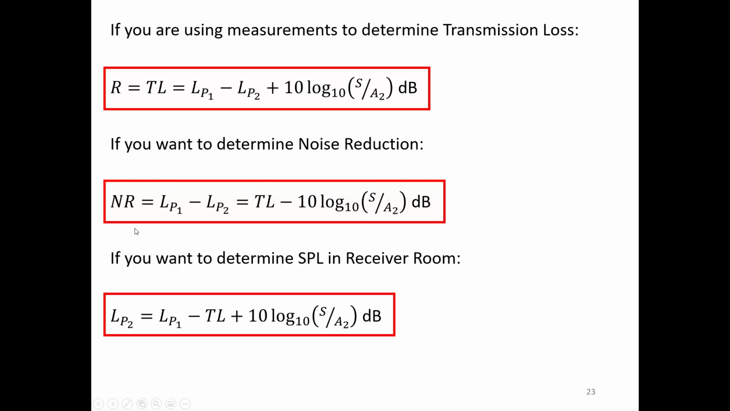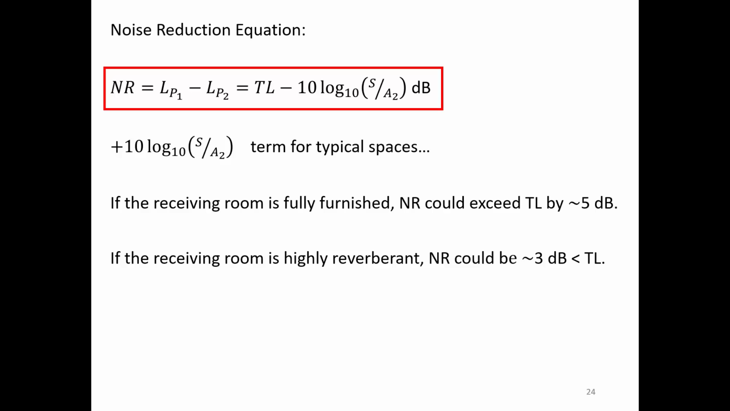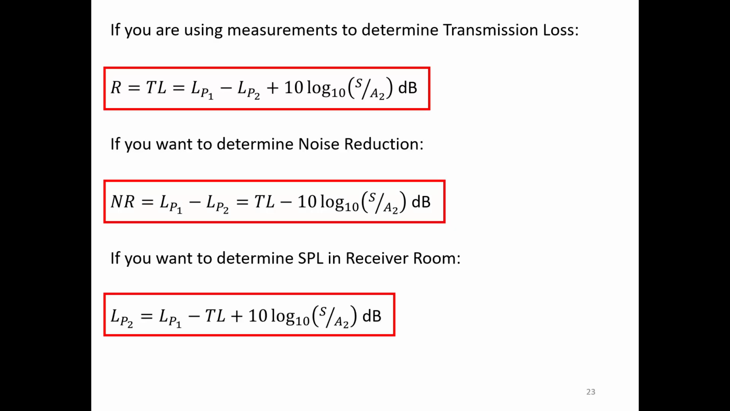And if you want to determine the sound pressure level in the receiver room, then you would rearrange it in this way. So receiver room sound pressure level is equal to the source room sound pressure level minus the transmission loss plus this term. So a lot of potential final exam questions could be made from this type of stuff. Hint, hint.